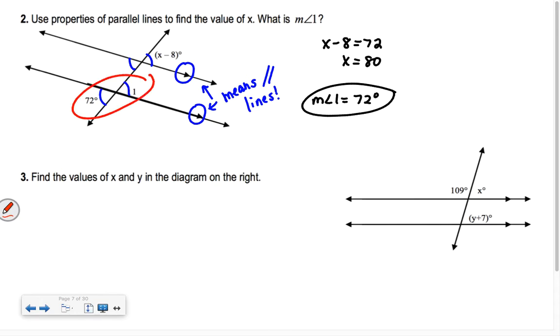These are called vertical angles, right? Does that make sense? So I could have just used vertical angles. I didn't have to make it that hard. I should put my angle 1 somewhere else.